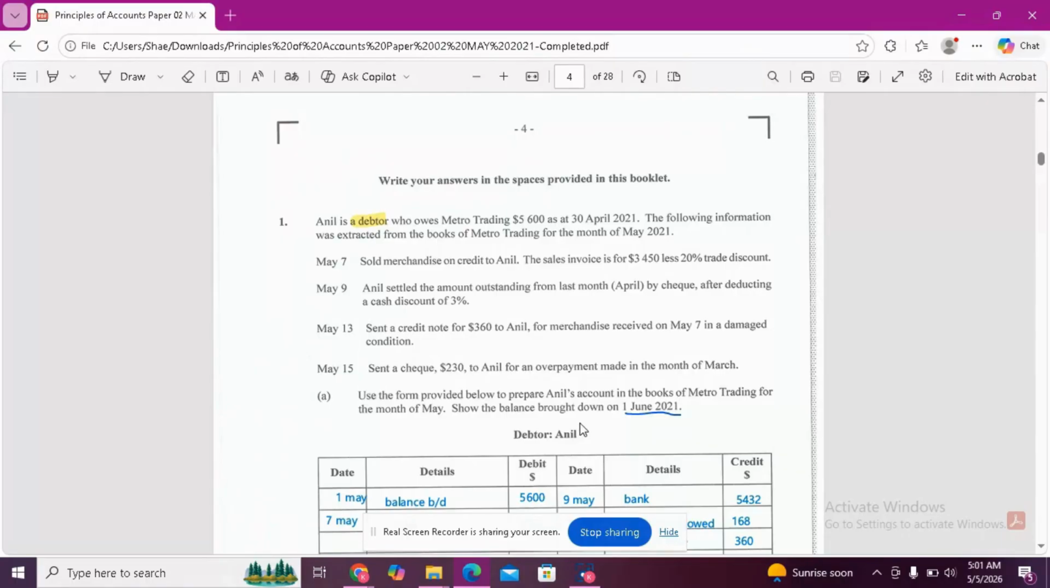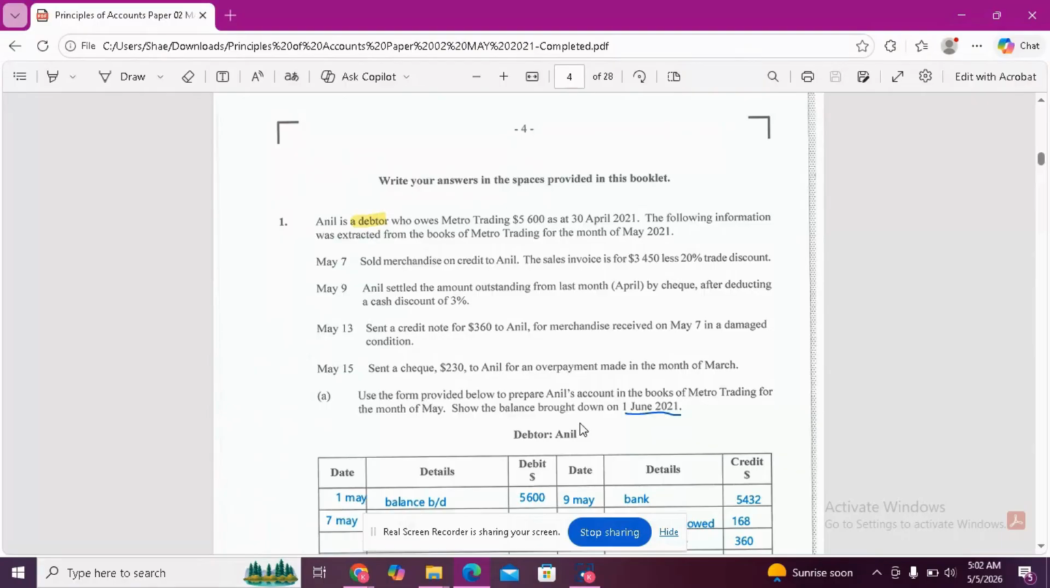Alright, so this is a debtor's account, and if you remember, a debtor's account is an asset to the business. So anything that increases the debtor's account goes on the debit side, and anything that decreases the debtor's account goes on the credit side. So it says May 7, we sold the merchandise on credit to Anil.